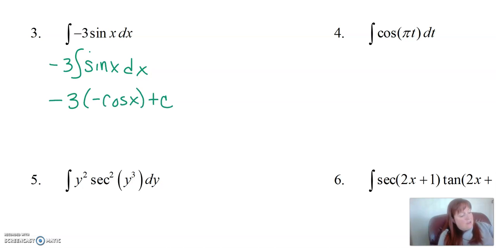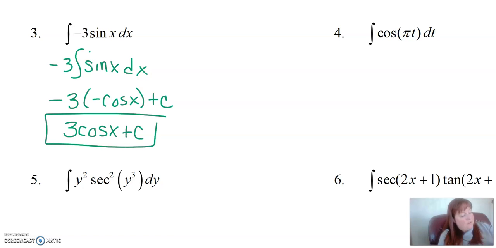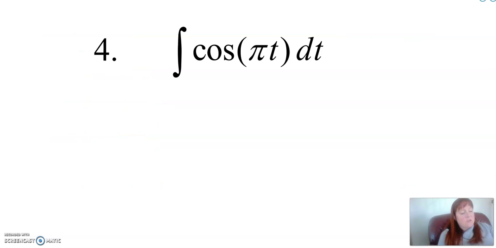plus c. So this is -3 times negative cosine, which gives me positive 3. And that's it. That's the integral. It's not too bad, right? Okay. The integral of cosine pi over t.